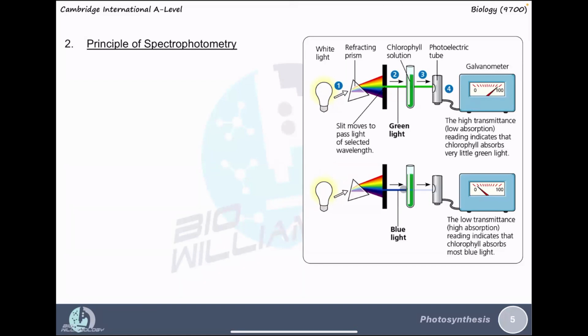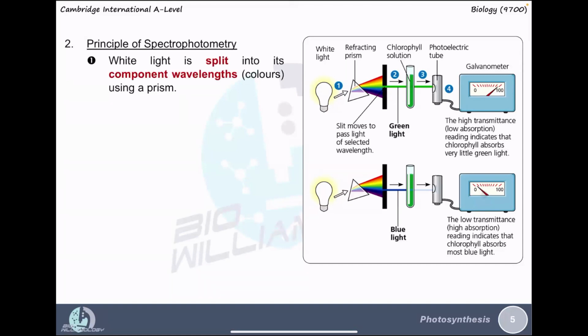On the other hand, if we allow the blue light to pass through this chlorophyll, and we know that chlorophyll molecules have a high absorption at blue and red regions, right? For blue light, they absorb the most here, allowing only a small amount of light to pass through. Therefore, the galvanometer here shows a very low transmission, which indicates high absorption.